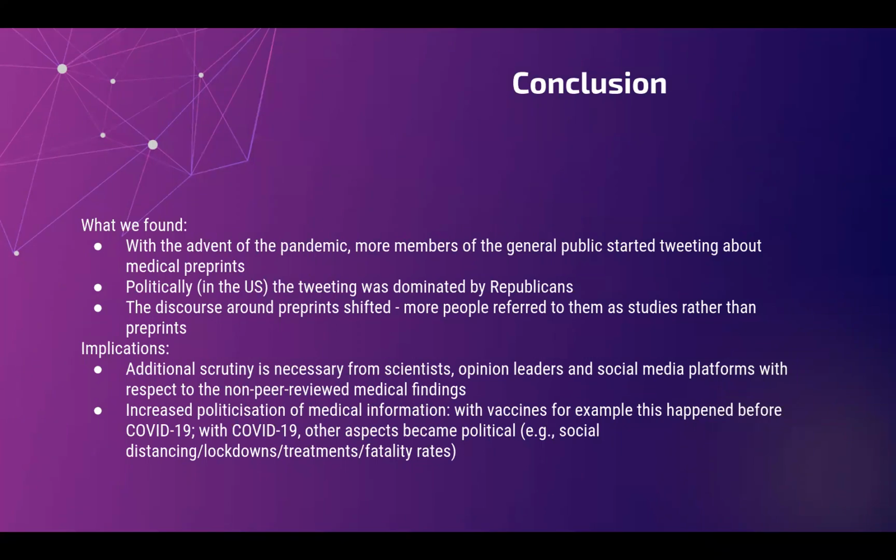So we suggest that additional scrutiny is necessary from scientists, opinion leaders, social media platforms with respect to non-peer-reviewed medical findings. Because in certain areas, sharing of preprints is not as grave. So for example, if we share some study about what people talked about on Twitter during some period of time, and then its results are disconfirmed, like the results of this preprint, and it's changed during the peer review, but some people already saw it and they shared it, the implications of that might not be as grave as the results of a medical preprint that is confirmed, because that might have to do with public health and people's health. That's why we suggest this needs additional scrutiny.